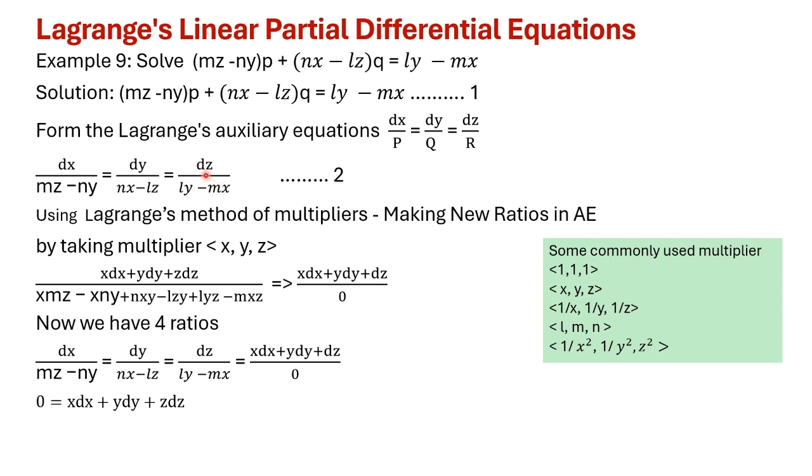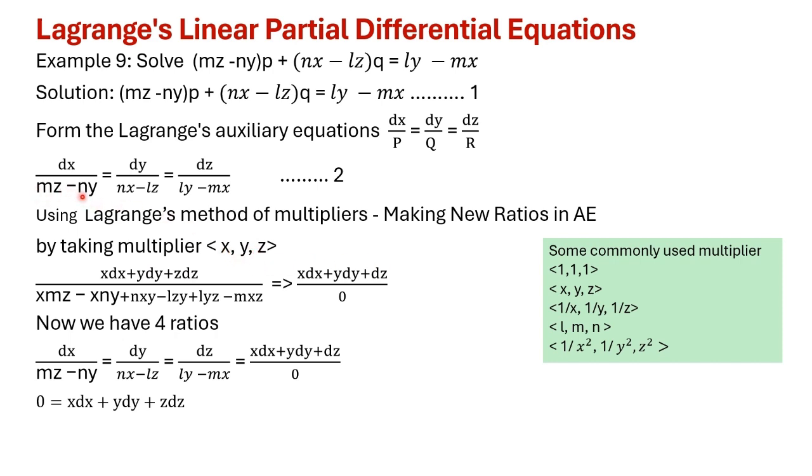Similarly, for the other combination, fraction 1 and fraction 3, again it is difficult to integrate. So now we'll be forming a new ratio or new fraction by using the multiplier x, y, z. So x into dx is x dx, y into dy is y dy, z into dz is z dz.